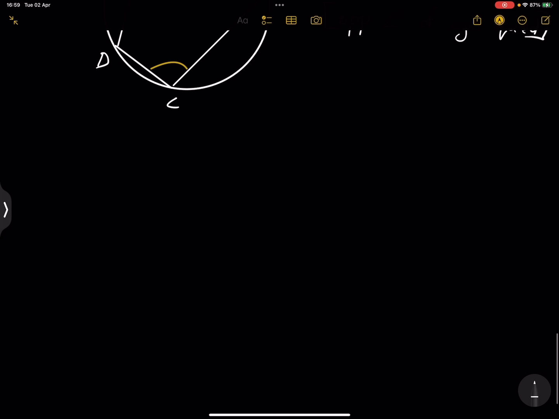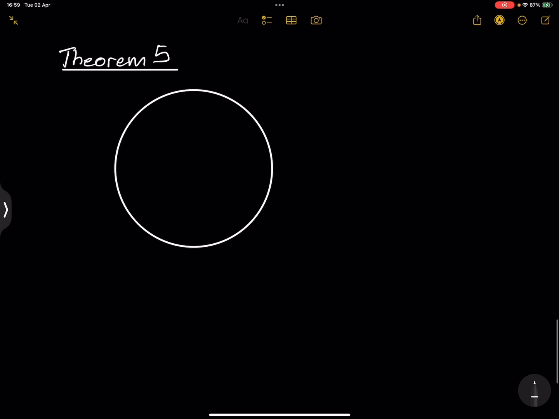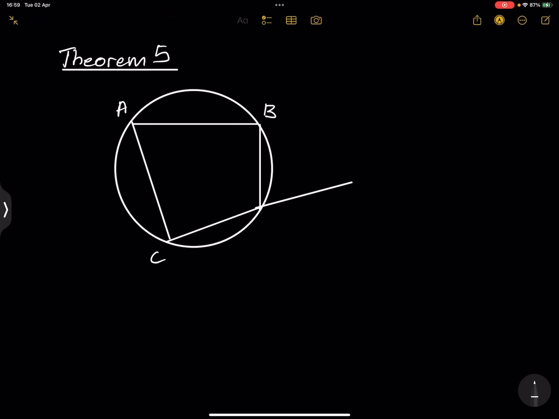Now, the second one that has to do with a cyclic quad, that's theorem number 5. Now, what does theorem 5 say? Again, it has to do with a cyclic quad, which means in this case all four vertices touch the circumference of the circle. Now note, suppose that I gave you this line and I say this is AB and I say this is CDE.